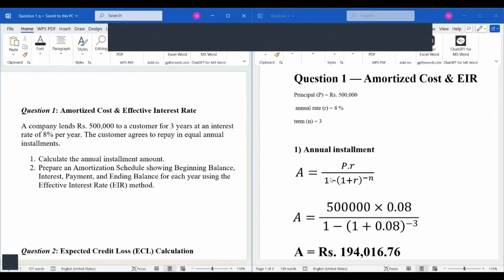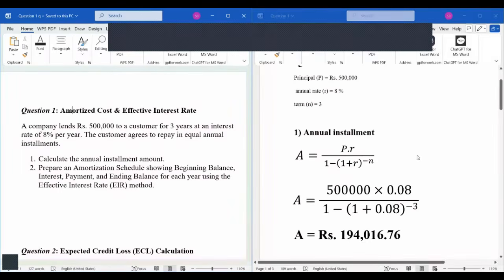According to the question, the principal amount is 500,000, so we substitute 500,000 for P. For R, the annual interest rate is 8%, which simplifies to 0.08. In the denominator, 1 minus 1 plus R again, the annual interest rate, same as the numerator, 0.08. Close the bracket, and N is the number of years. The agreement is for 3 years, so N is denoted by minus 3.